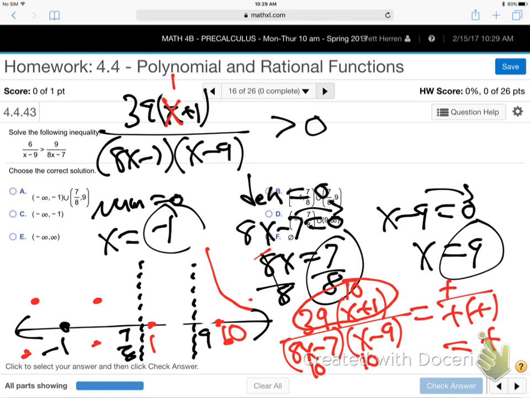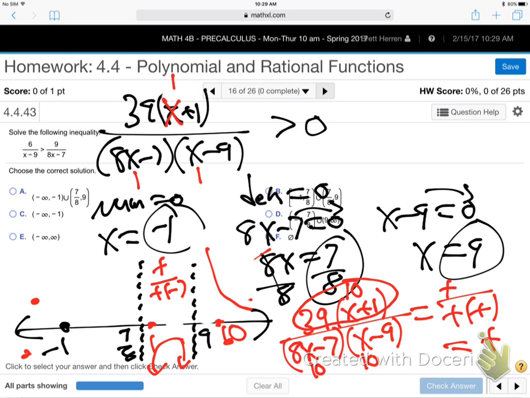Put in a 1, put in a 1, put in a 1. The top's going to be positive. The bottom's going to be positive times negative. So it's down here. It's negative. Did you see that? Was that too quick? See when I plug in that 1? The top is 39 times 2, positive. The bottom is 8 minus 7, positive, times 1 minus 9, negative. Positive over positive times negative is negative. See how quick that is? Do it by hand. Don't even need a calculator.